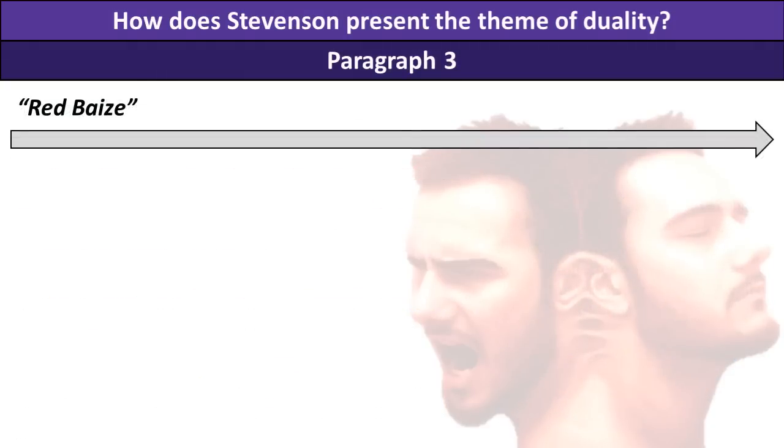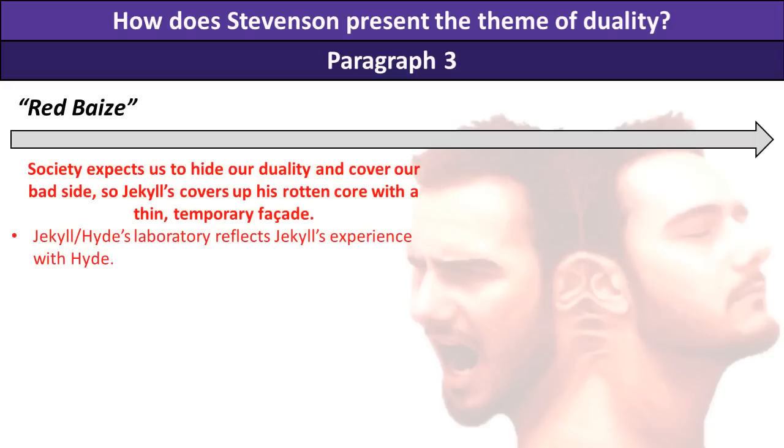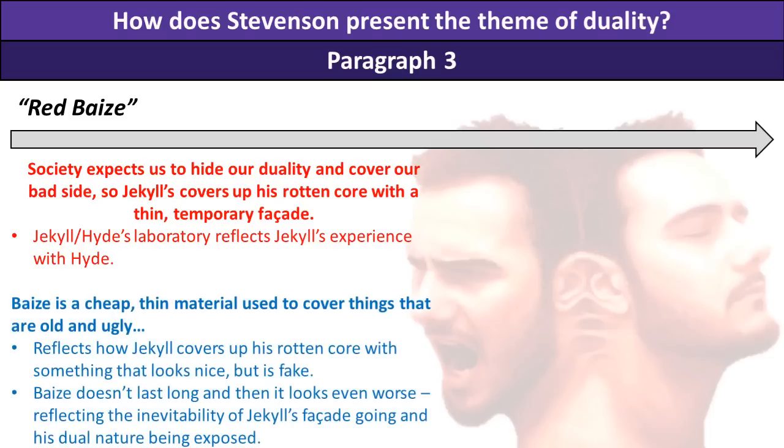Then my favourite quote, and this is a quote from the laboratory where Hyde is made, that is covered in red baize. So society expects us to hide our duality and cover our bad side, so Jekyll covers up his rotten core with a thin, temporary facade, and that's demonstrated through the metaphor here of baize. Now baize is cheap, thin material used to cover things up that are old and ugly, which reflects how Jekyll covers up his rotten core with something that looks nice but is fake. However, baize doesn't last long, and then it looks even worse, which reflects the inevitability of Jekyll's facade going and his dual nature being exposed.